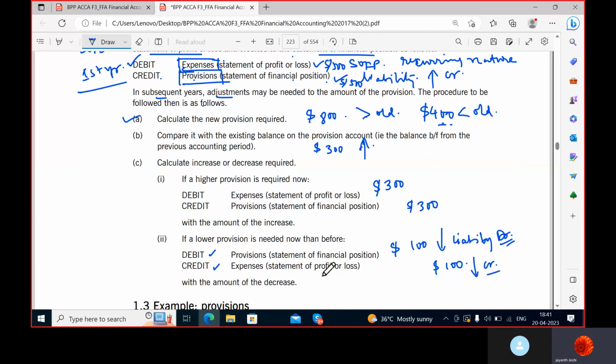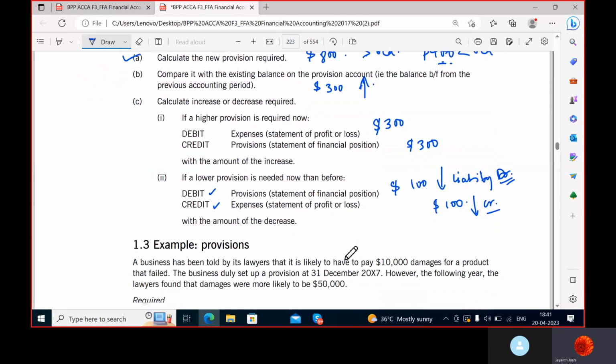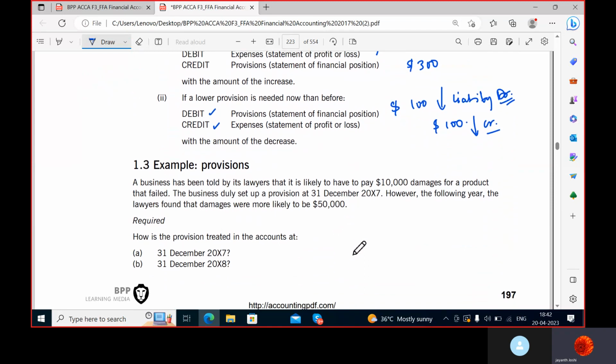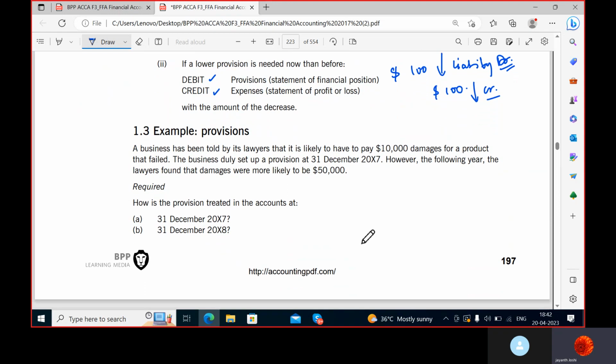So that was the concept of provision. Now we'll check one example, how actually the entities show provision in their books of account. So here one example is given. A business has been told by its lawyer that it is likely to have to pay $10,000 damages for a product that failed. So this is the first year's provision in which the lawyer has clarified that there can be a damage claim of $10,000.